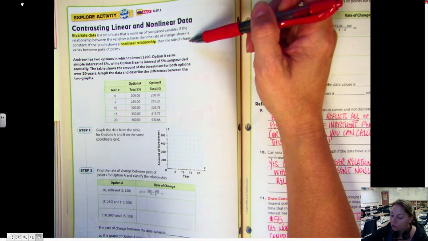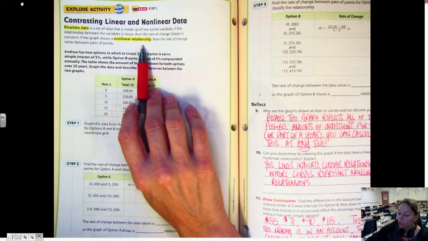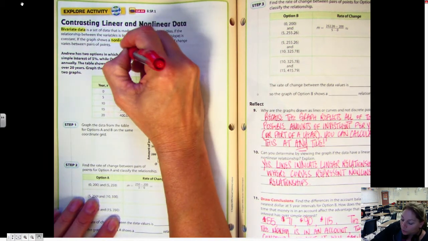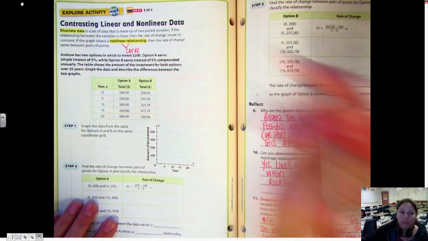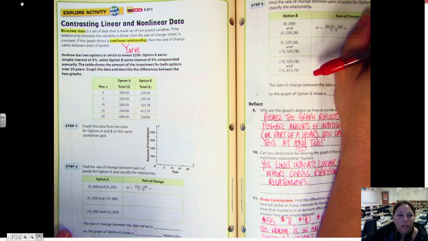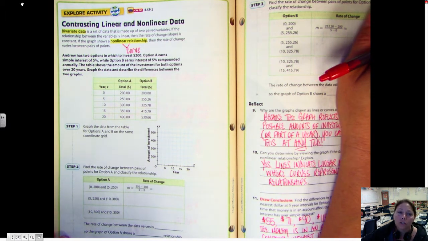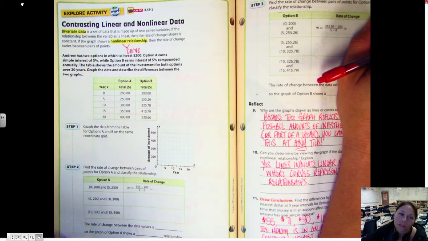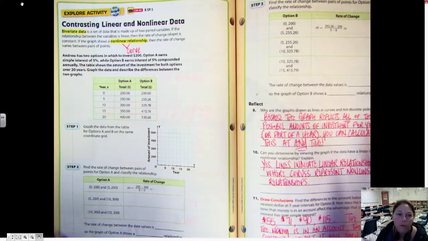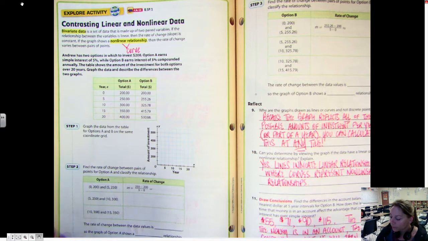If the graph happens to show a nonlinear relationship, meaning a curve, so when you graph your data points as ordered pairs on a graph, if it curves and it doesn't create a line, then the rate of change varies between pairs and points, and you cannot write a linear equation as a result of that.